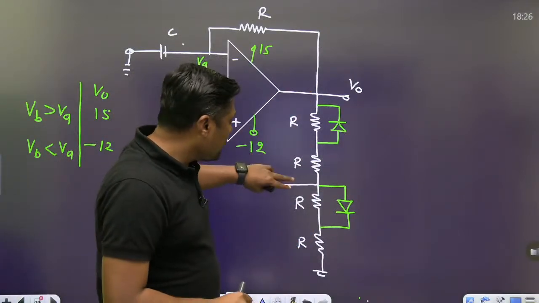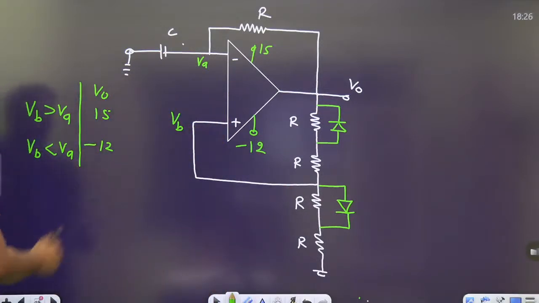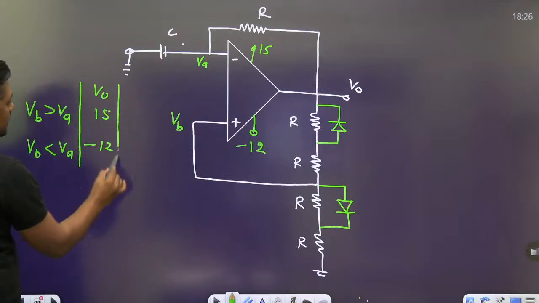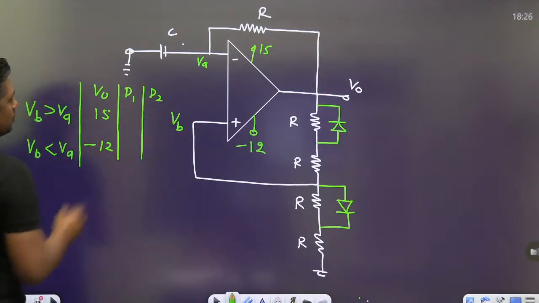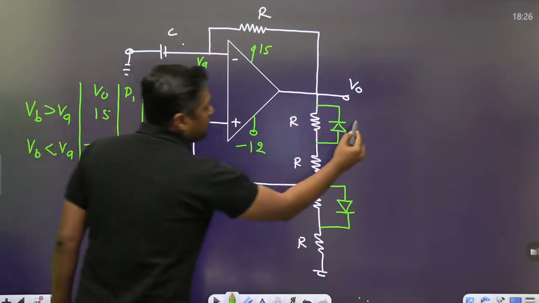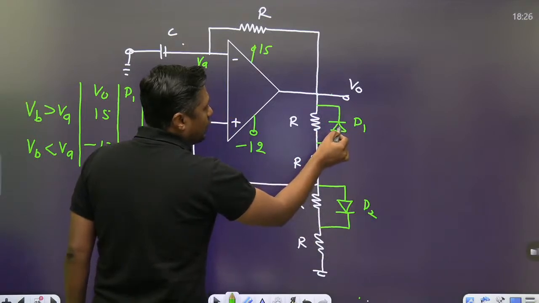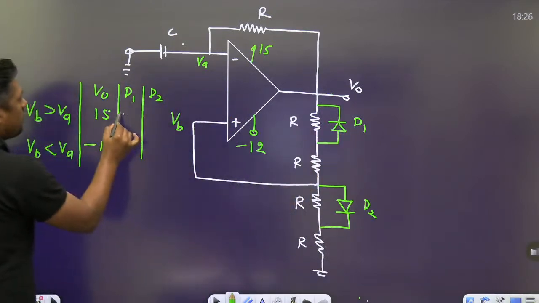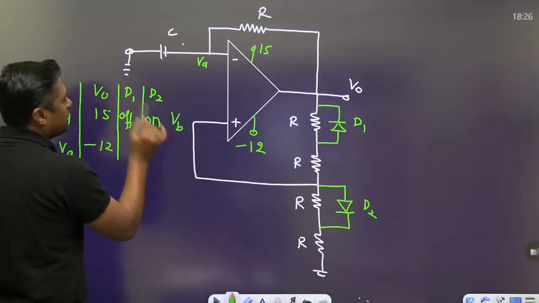Now you have to find the threshold voltage at this point. When V0 is positive voltage, what about the position of diode D1 and diode D2? When it is 15 volt, because of this 15 volt, this diode is reverse bias and that's why it is off. And this diode is forward bias, that's why it is on.